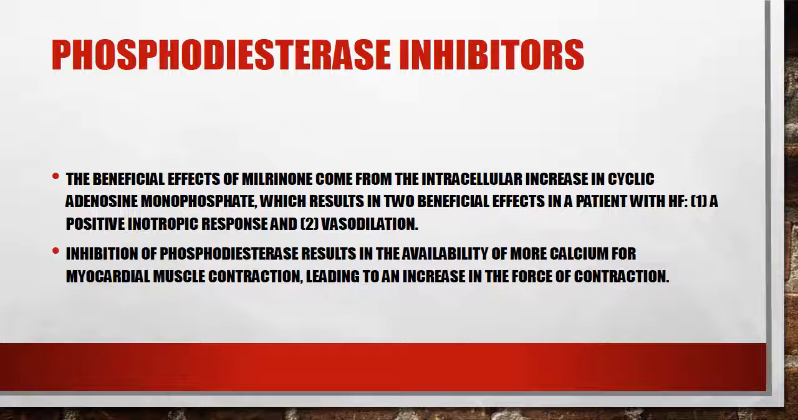Phosphodiesterase inhibitors like milrinone come from the intracellular increase in cyclic adenosine monophosphate, which produces a positive inotropic response and vasodilation. Inhibition of phosphodiesterase results in the availability of more calcium, which helps with muscle contraction and increases the force of contraction. So with inotropic drugs or positive inotropic drugs, we're increasing the force of contraction. If we were talking about negative inotropic drugs, we would be decreasing the force of contraction. So inotropic has to do with contraction.